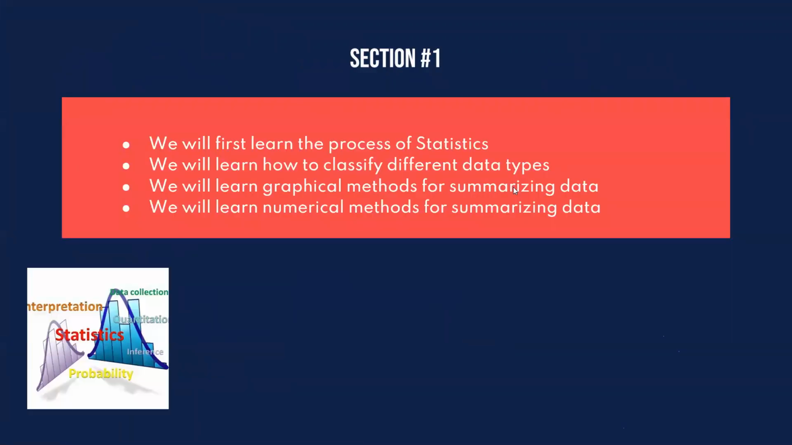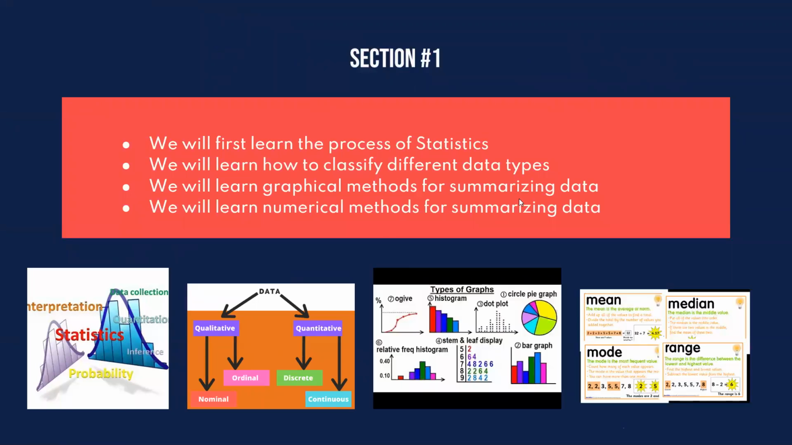All right, let me get into a little bit of detail about the sections real quick. In section 1, we'll learn the process of statistics. That's what we're going to cover today. We're going to learn how to classify data types. Hopefully we get to that by the end. Then next class on Thursday, we're going to start talking about graphical methods for summarizing data. And then next week, we're going to talk about numerical methods for summarizing data.